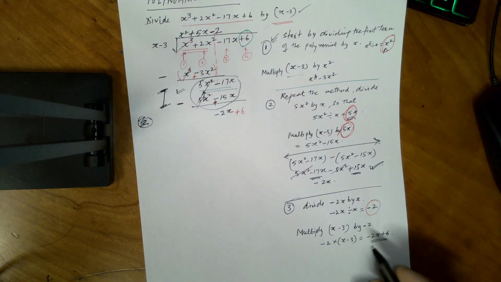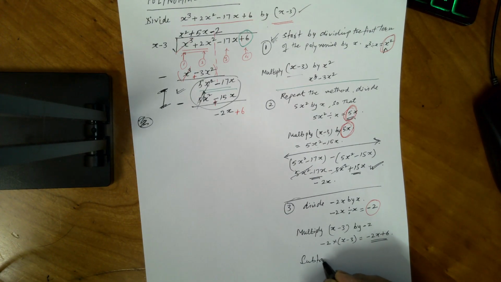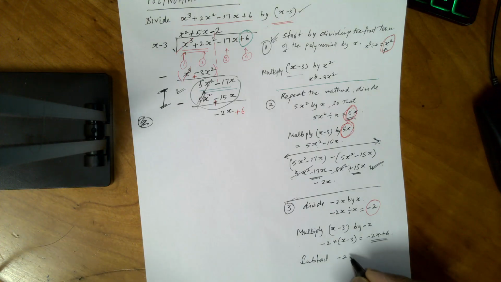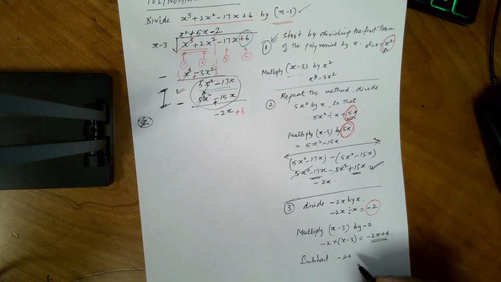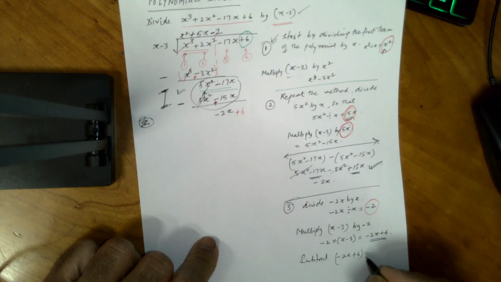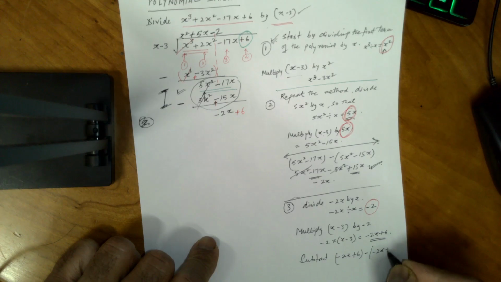Okay, so let's move on to this. So you subtract this. Okay, so you got minus 2x plus 6. This is what you have already here. Now you need to subtract this, which is already minus 2x plus 6.